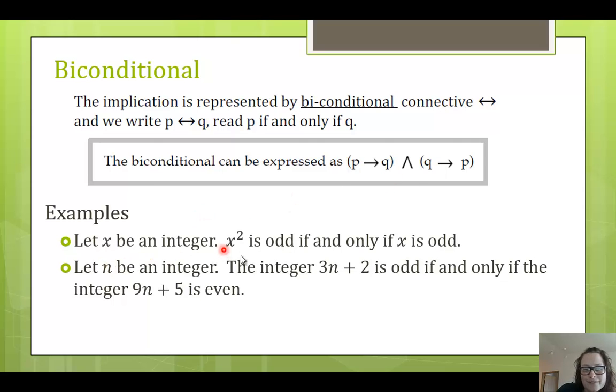And just to give you a little bit of a heads up on some of the statements that we'll be proving, a couple of examples of if and only if statements. We'll be proving that for any integer, that integer squared is odd if and only if the integer is odd. And another example, 3 times some integer n plus 2 is odd if and only if 9 times that same integer plus 5 is even.